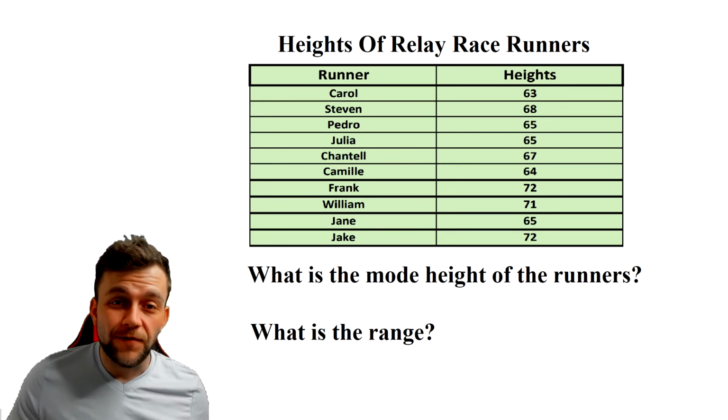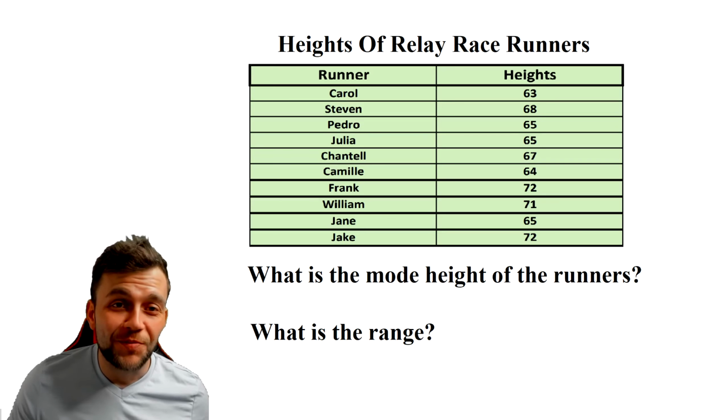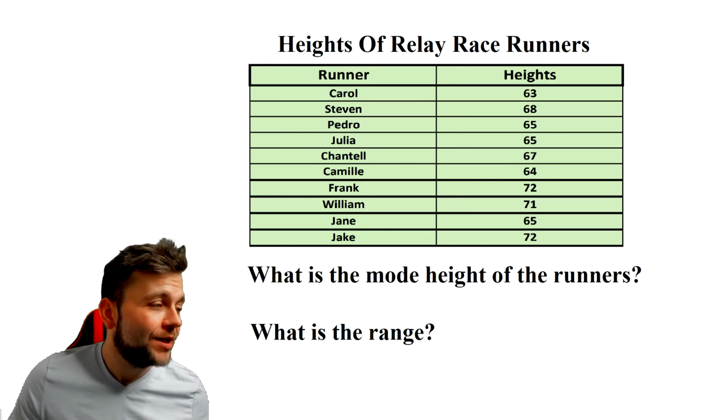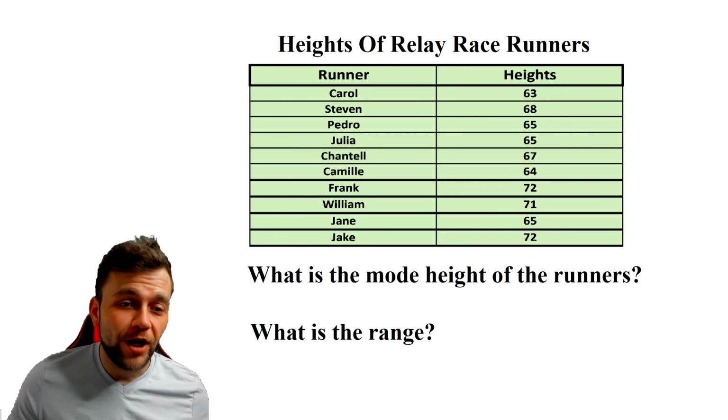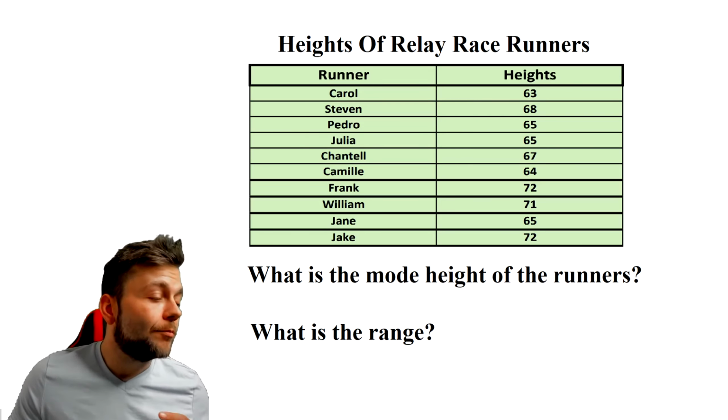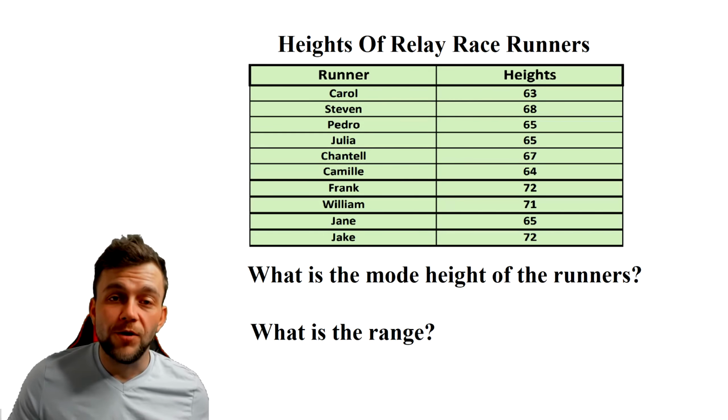And it has a list of names and a list of heights. We don't know whether it's in inches or what. I could only assume it's in inches because any other unit is going to be a little bit odd for any type of runners. However, it's always good to check. So our first question is, what is the mode height of the runners?